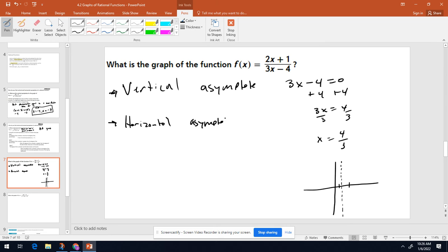What do we have to do? We have to compare the 2 degrees. What's the degree of the top here? Even if you don't see it, this is degree 1. This is degree 1. When they are the same, what do we do?